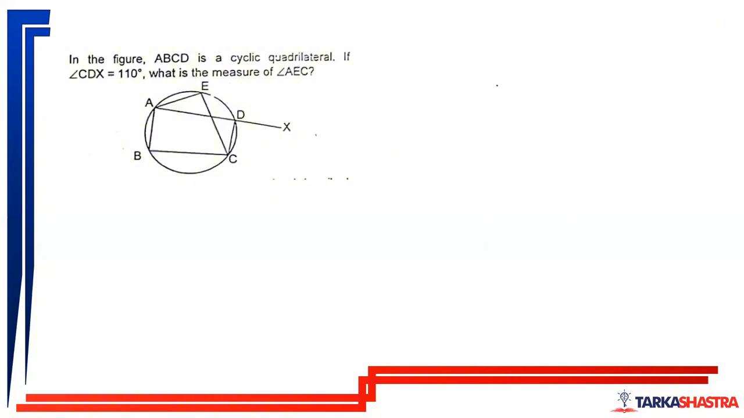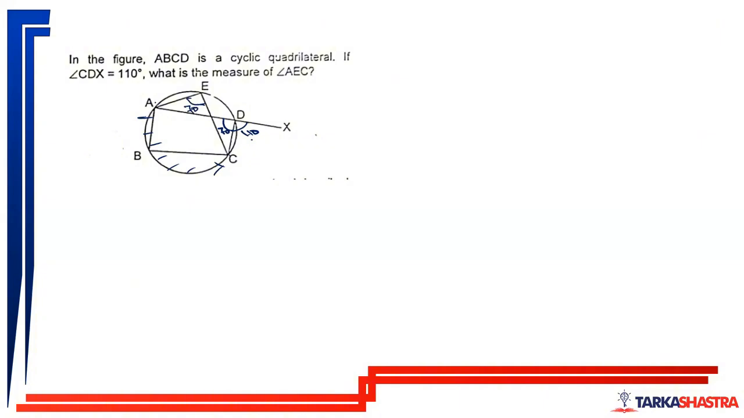In the figure, ABCD is a cyclic quadrilateral. If angle CDX is 110, we want to find out AEC. If this is 110, this has to be 70. So CDX is 110, so ADC is 70, which is the angle made by arc AC on the remaining part of the circle. Now AEC is also the angle made by arc AC on the remaining part of the circle. So this also has to be 70.